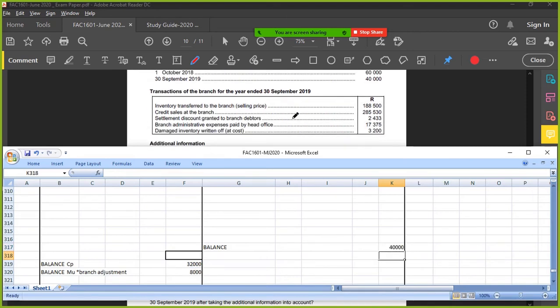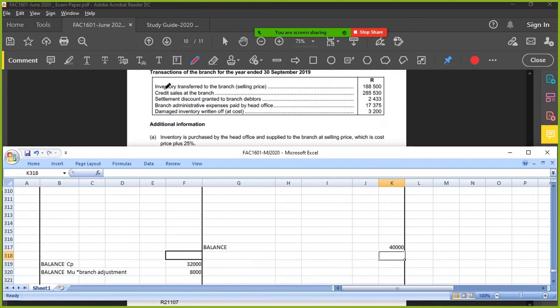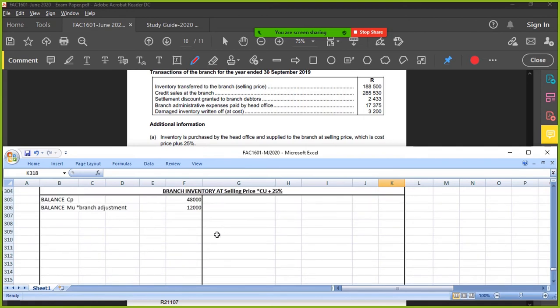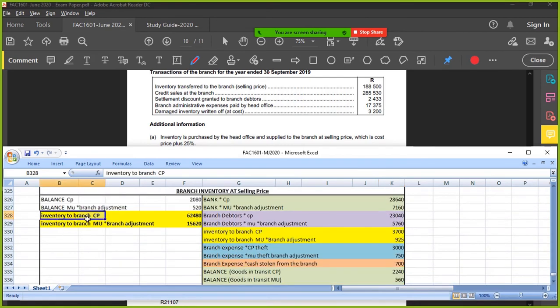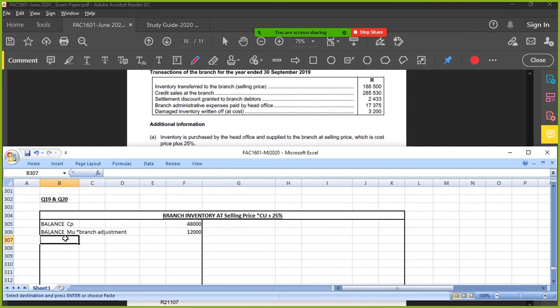Transactions for the branch. Inventory transferred to the branch, selling price. Where do you show that? You tell me. Debit side or credit side? Inventory to the branch, debit. Yes, good. So copy paste that. How much did they give? Selling price 188,500. There we go.